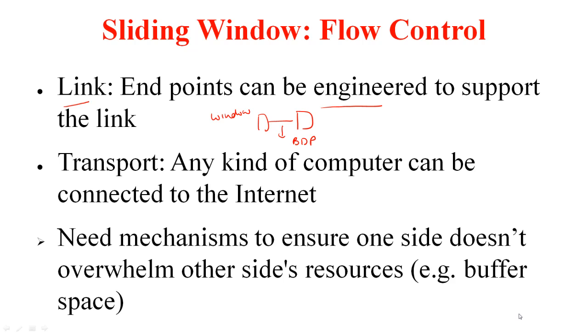Whereas if you're doing sliding window at the transport layer, any kind of computer can be connected to the internet. So it could be a dumb terminal which cannot allocate more than, let's say, 4 kilobytes for the receive buffer, or it could be the latest computer in the market that doesn't mind allocating 1 megabyte for the buffer. So if the sending window size is 1 megabyte, then you're going to overwhelm this dumb terminal. So you need mechanisms to ensure that one side doesn't overwhelm the other side's resources. This is part of flow control.